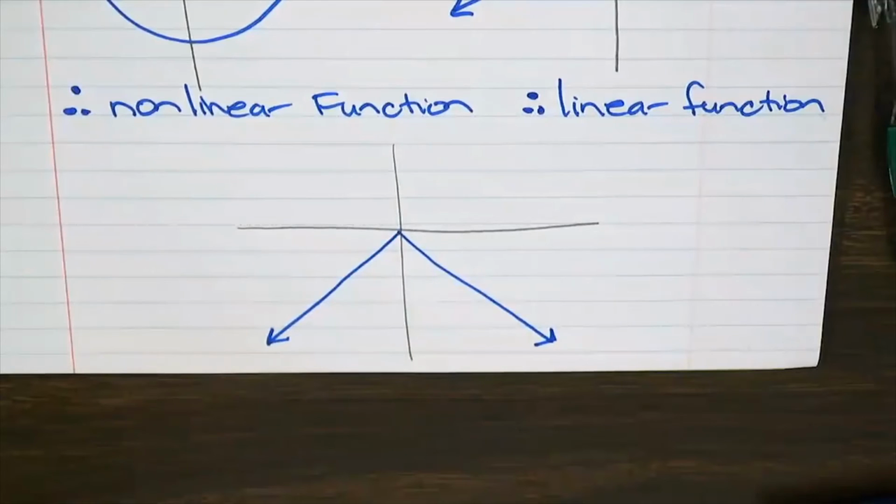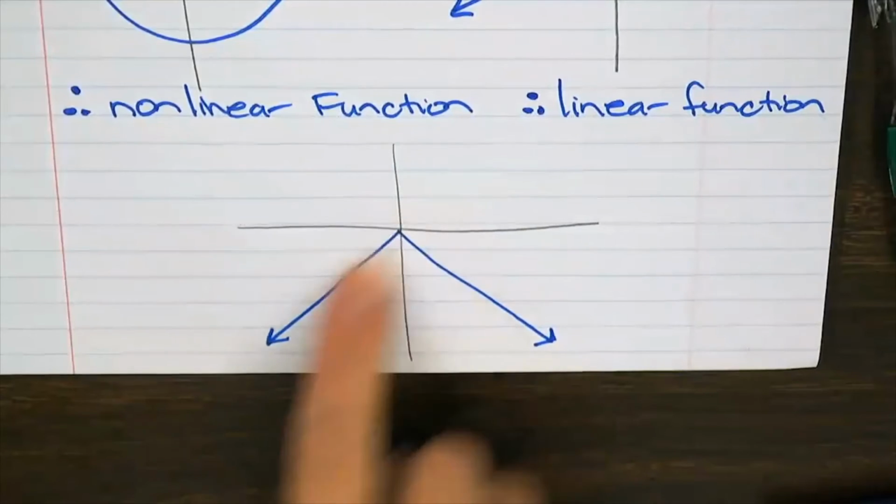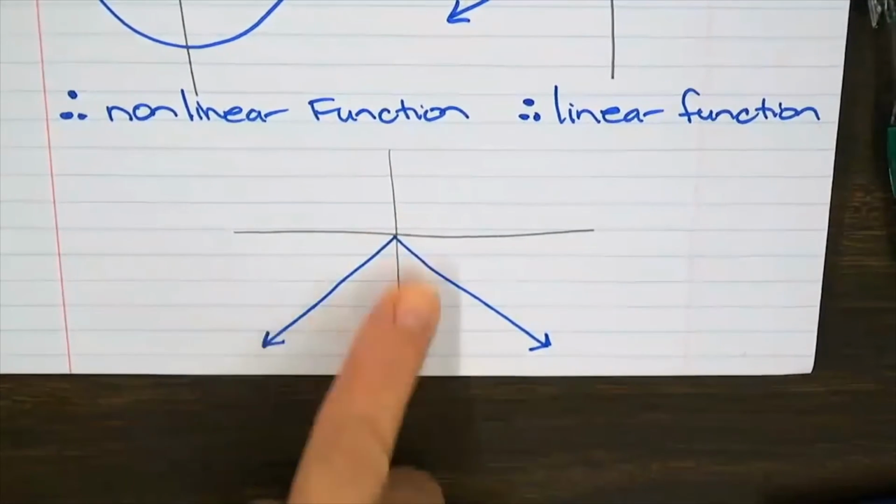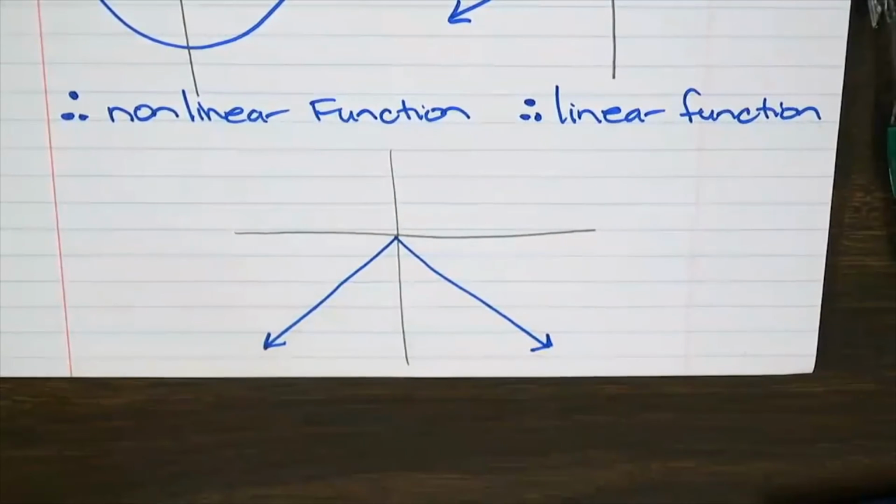So I want thumbs up if you think it's linear, because I see two straight lines. Here's a straight line, here's a straight line. So thumbs up if you think it's linear. Thumbs down if you think it's non-linear. And I want to see everybody's thumb. If I don't see everybody's thumb, I'm going to make you get out of your seats. So let's see what you got. Thumbs up or thumbs down? Show me.